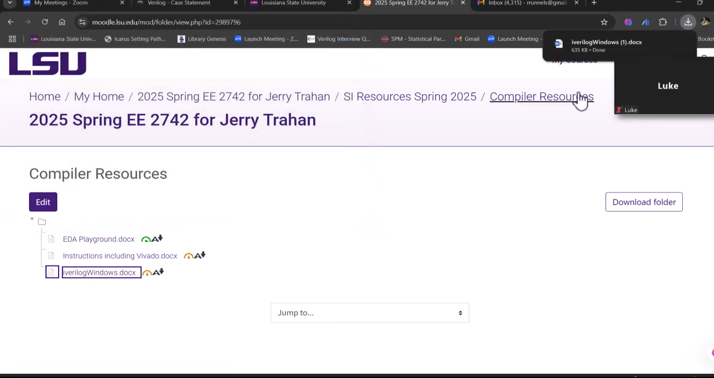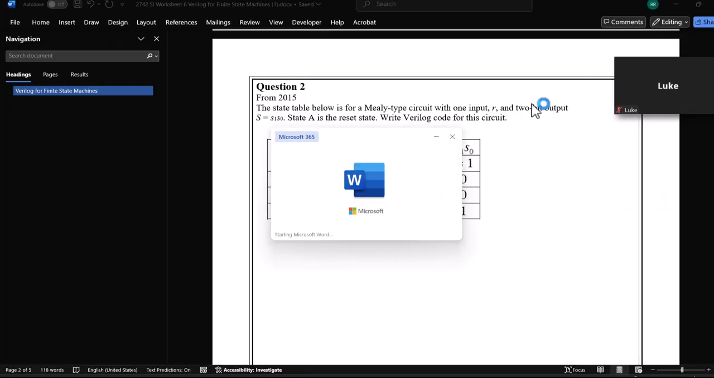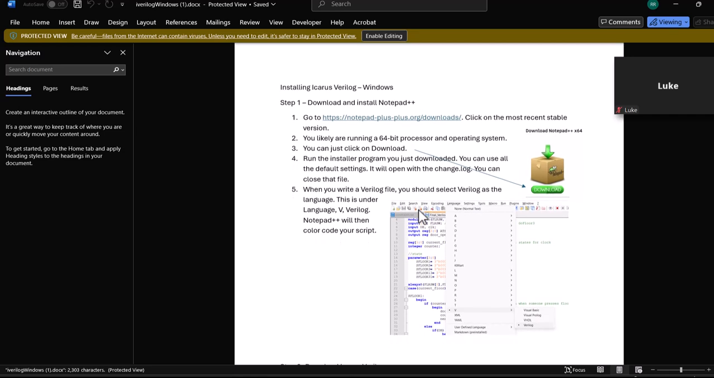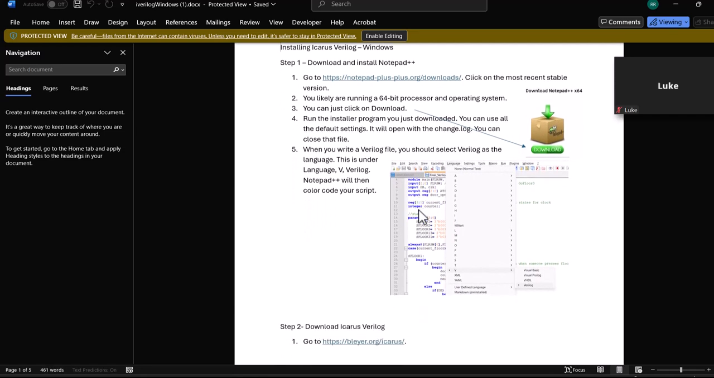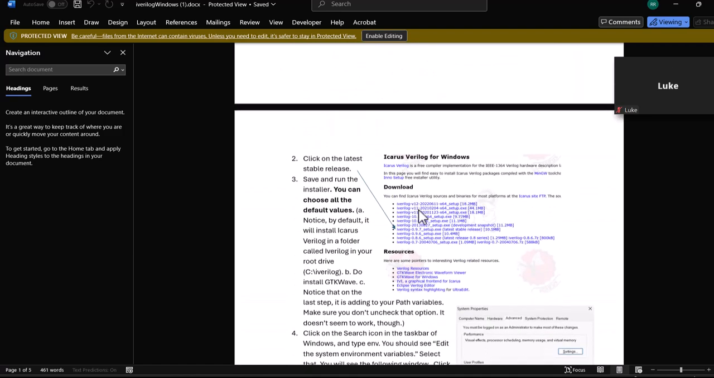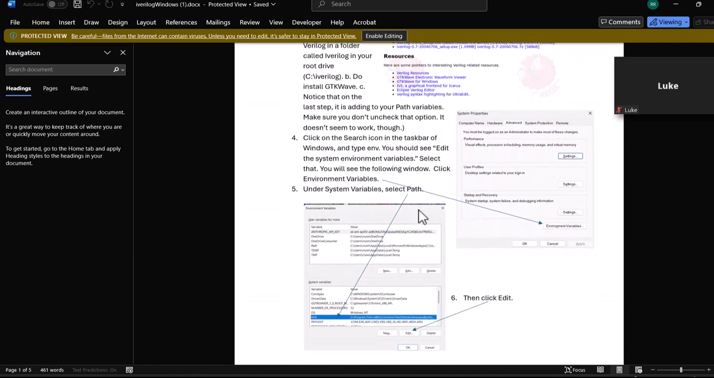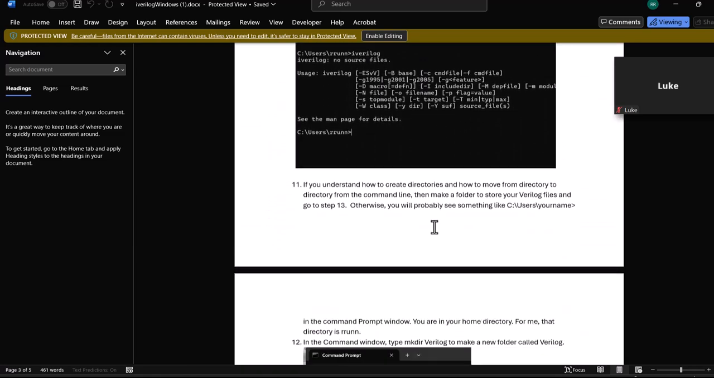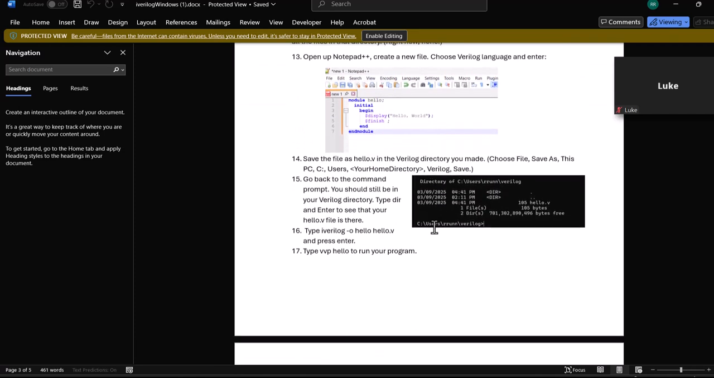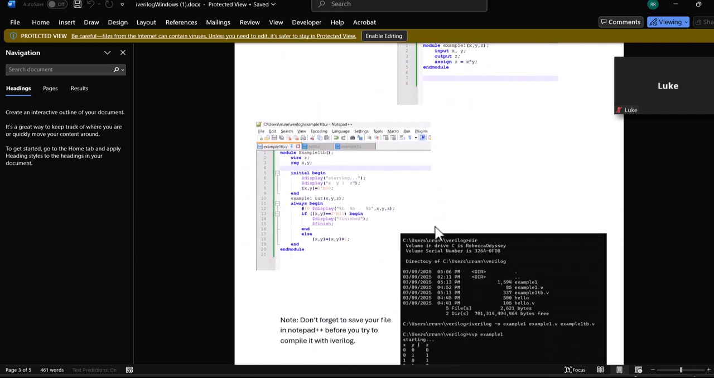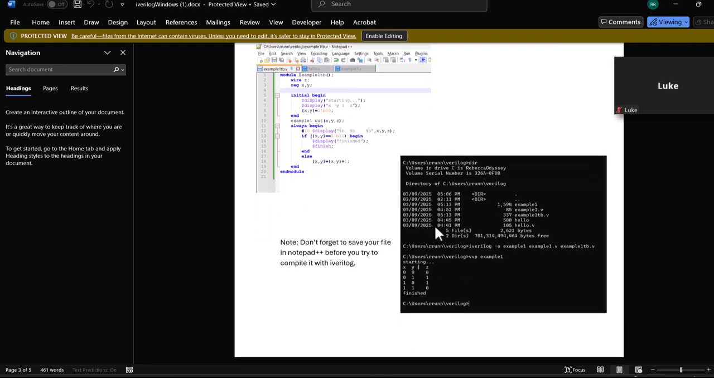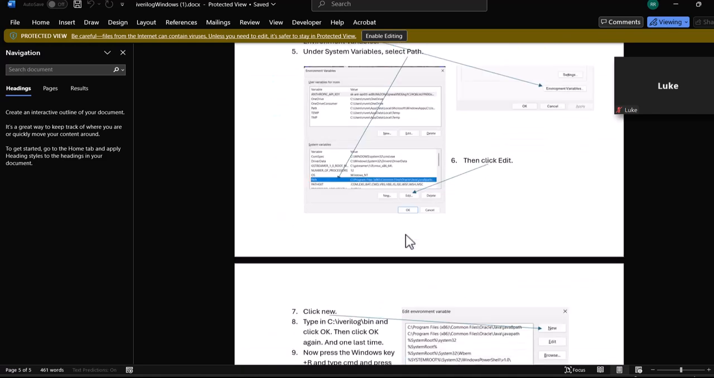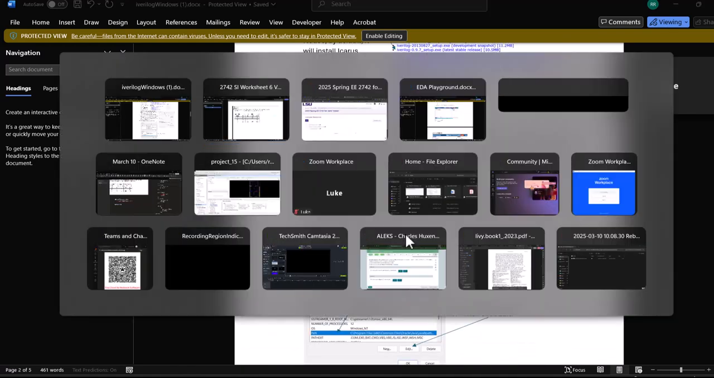And Icarus Verilog, I have the Windows instructions. I don't have the Mac instructions ready yet, but it works for Windows or Mac. For Windows, I'm telling you to use Notepad++ to compile, and to download Icarus Verilog, and it tells you how to do it. Then you can compile your programs and run them and see that they work before you get to the lab. This just gives a complete example of how to do it, and it's quick. It's not like Vivado. So that will be handy.